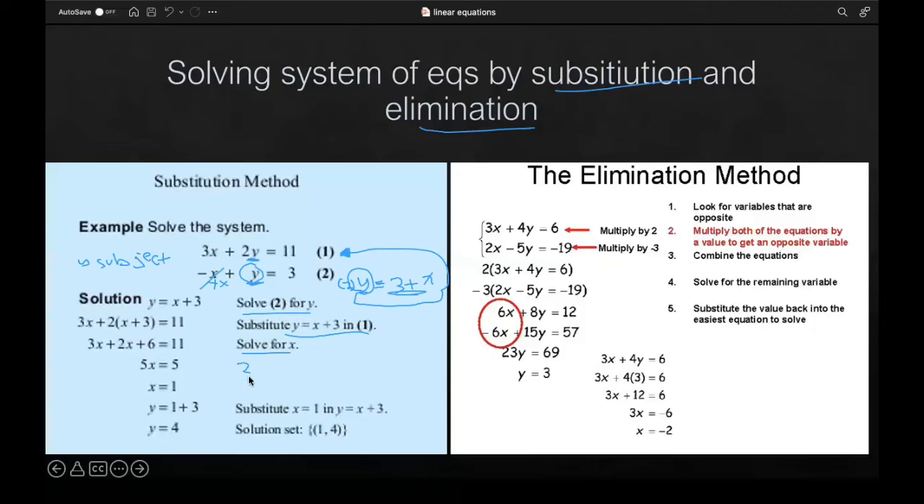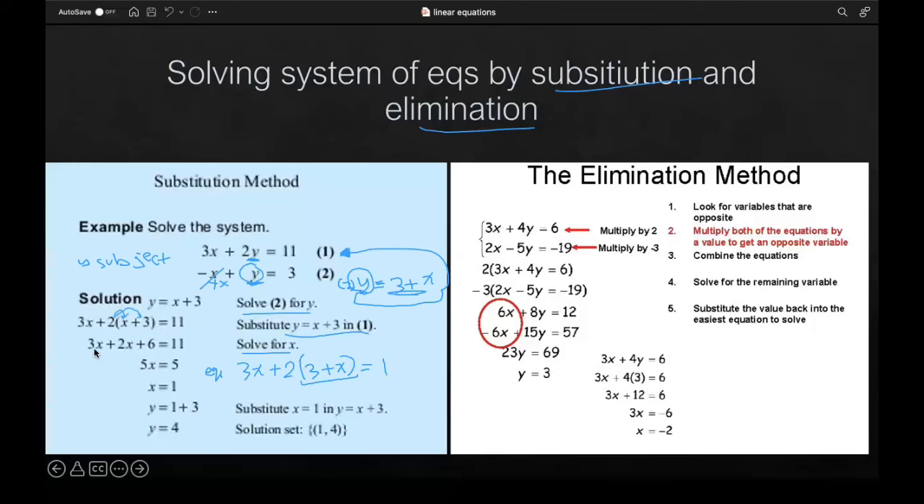Thus, I'll have 3x, which is equation number 1, 3x plus 2 times y, and the definition for y using equation number 2 is 3 plus x equals 11. Now, how do I solve for x? First thing we do when we see a bracket is we expand. As you can see here, it's expanded already, so 3x plus 2 times x and 2 times 3, that'll be 2x plus 6 equals 11.